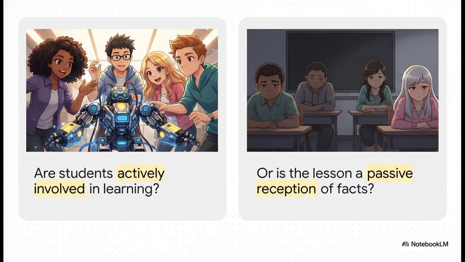And what's super interesting to look for here is that stark contrast between active involvement and passive reception. Ask yourself, are the students actually doing the science and math, or are they just kind of sitting back passively while the teacher does all the heavy lifting? Look for that active involvement. And honestly, if it's missing, you need to call it out.